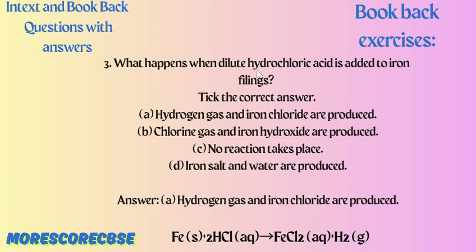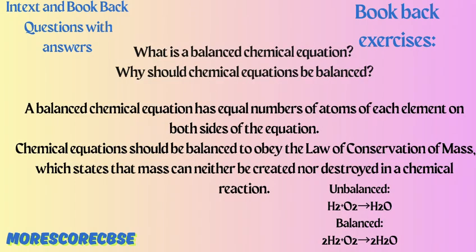Next, what happens when dilute hydrochloric acid is added to the iron filings? So iron plus hydrogen chloride forms iron chloride plus hydrogen gas. So the first option, hydrogen gas and iron chloride are produced. It is the correct answer.